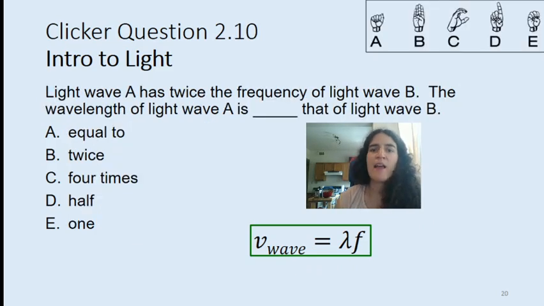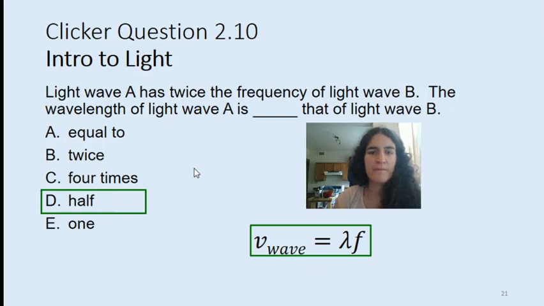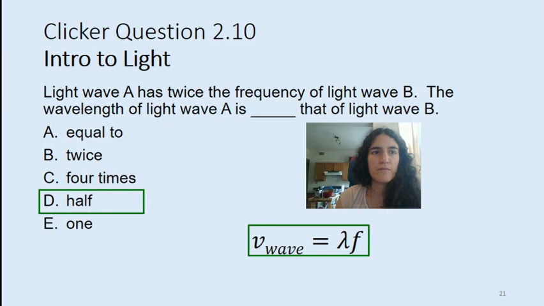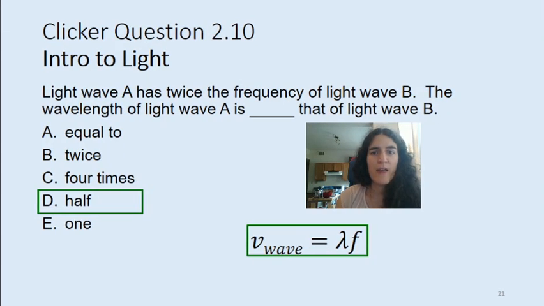Light wave A has twice the frequency of light wave B. The wavelength of light wave A is half the wavelength of light wave B, right? Because wavelength and frequency are inversely proportional to each other.